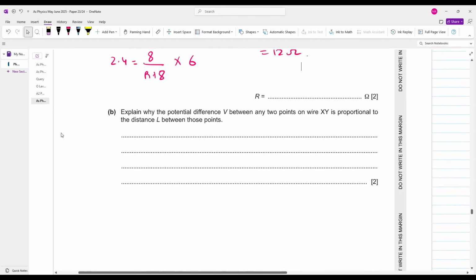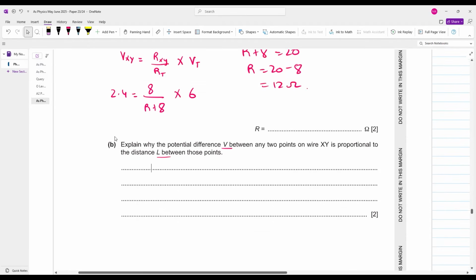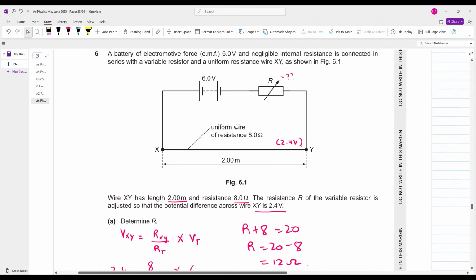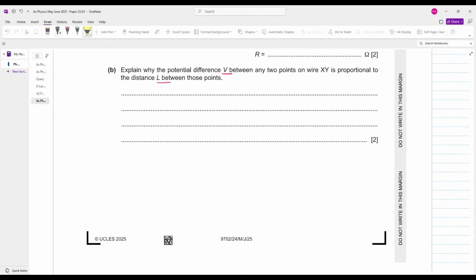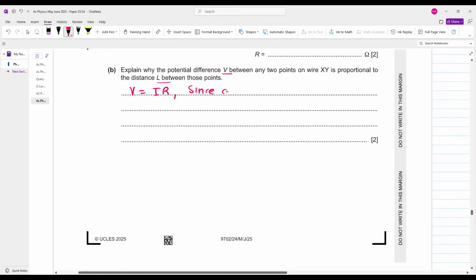Simple. Explain why the potential difference between any 2 points on the wire XY is proportional to the length between those 2 points. We have to explain why the potential difference is proportional to the length between the 2 points. Basically on this wire, voltage is directly proportional to the length. Very, very easy. We will say voltage is equal to IR since current is constant throughout the wire.